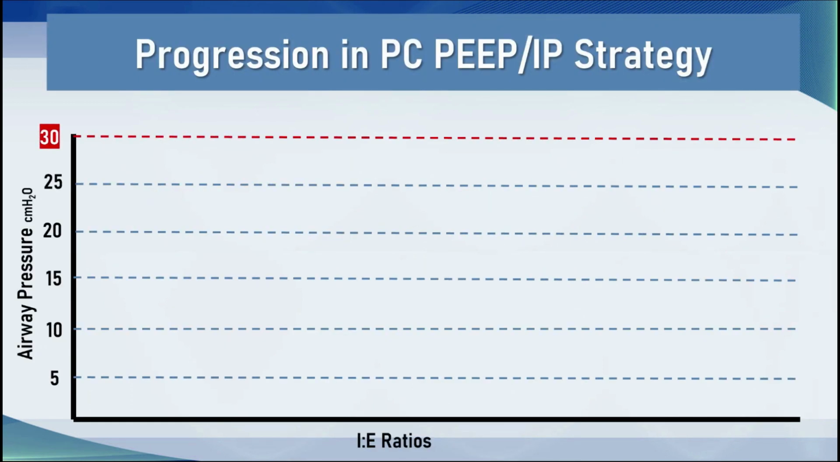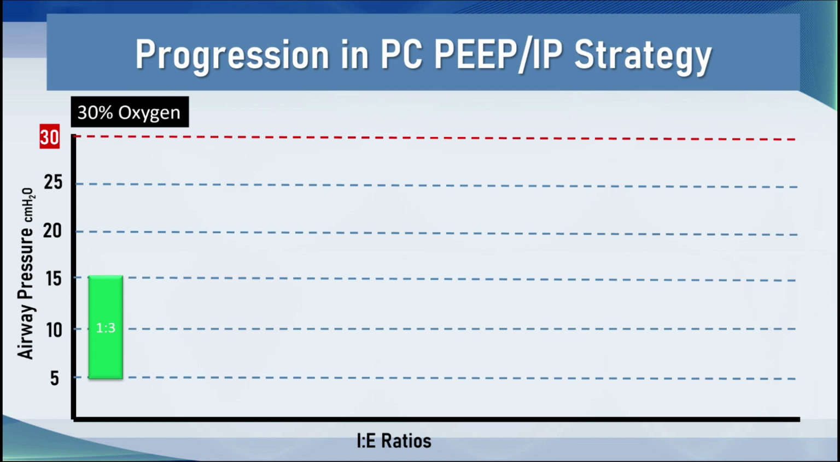I want to give you an idea of how most people would manage a patient like Carla as she deteriorates when you're using a pressure control and PEEP and inspiratory pressure strategy. We start off with a 1:3 I/E ratio, a PEEP of 5, and an inspiratory pressure of 10, and she's receiving 30% oxygen. So we're looking at pretty normal lungs here.